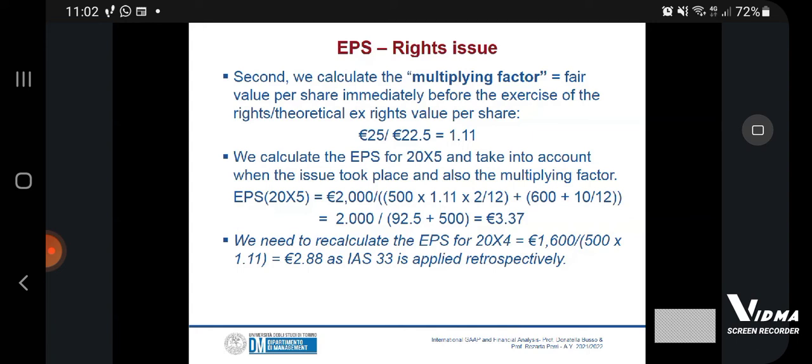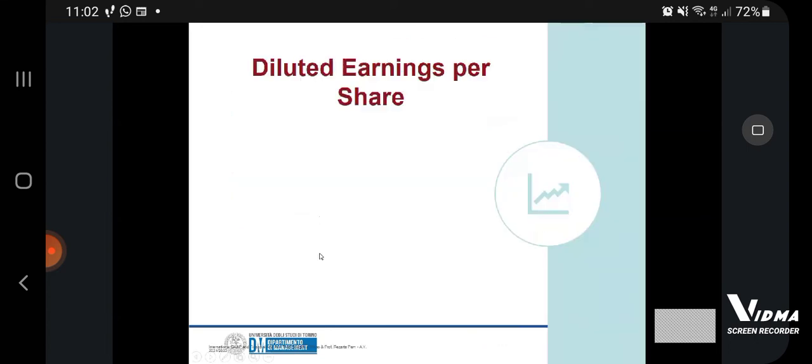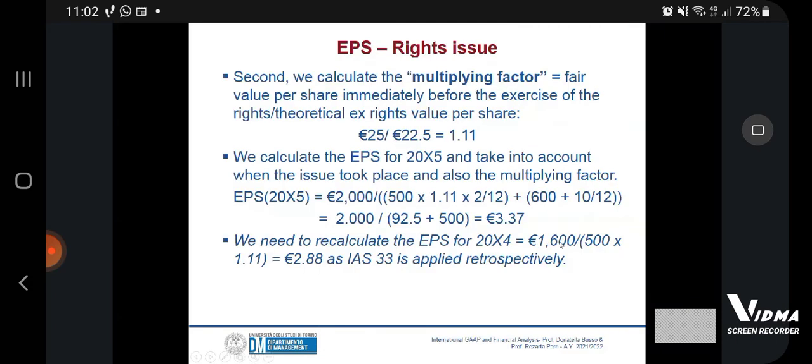That is, for 2024, we had reported earnings per share of 1,600 divided by 500, the number of shares, either multiplied by 1.11 or multiplied by the inverse of the multiplying factor.